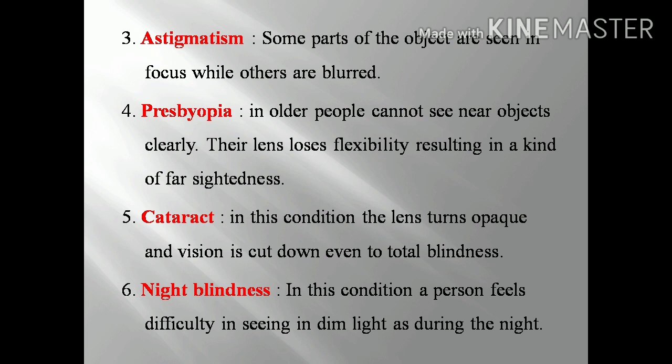This is usually due to the deficiency of vitamin A, which is required for the synthesis of pigment. Vitamin A is required for the synthesis of rhodopsin pigment. So if there is a deficiency of vitamin A, a sufficient amount of rhodopsin pigment is not synthesized, so they suffer from night blindness.